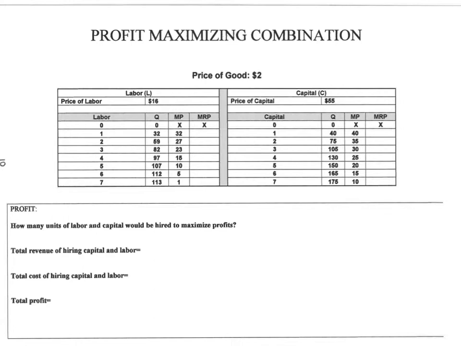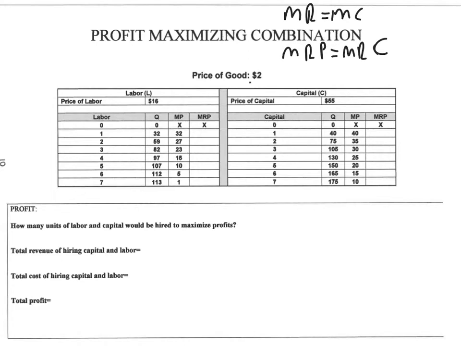So we look at this profit maximization combination. In products markets, we talked about MR equals MC. That's what maximizes profits. In labor markets, they just call those things different. So we're going to use the rule MRP equals MRC, or at least you're going to hire until MRP is greater than or equal to MRC.